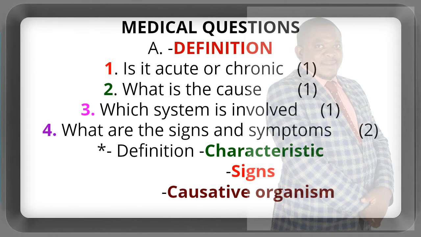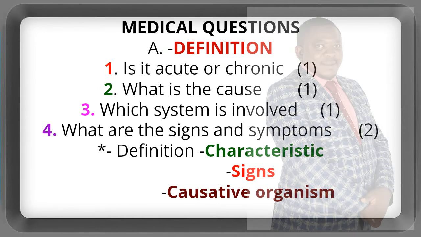Then it is also important, as the next in line, to explain the cause or etiology of the disease. If the example given is diabetes mellitus, then we are going to say a metabolic disorder of carbohydrates and other nutrients. Okay, so it is a metabolic disorder because it does not only affect carbohydrates, other nutrients are also affected. So you need to talk about the cause within your definition.